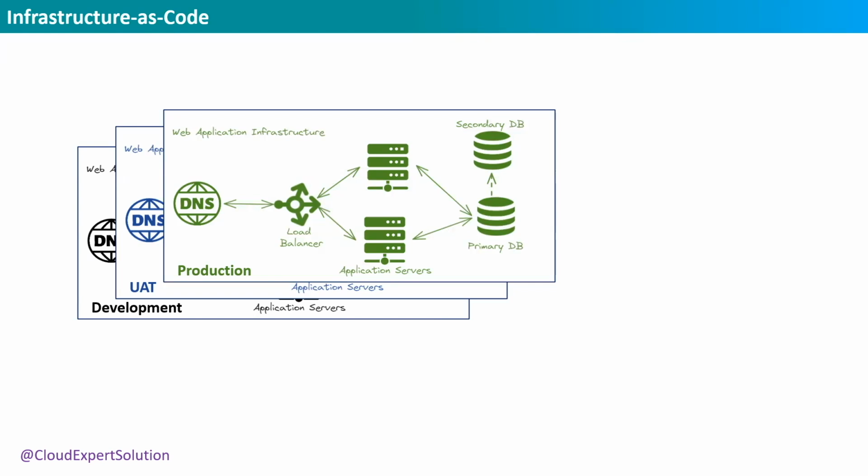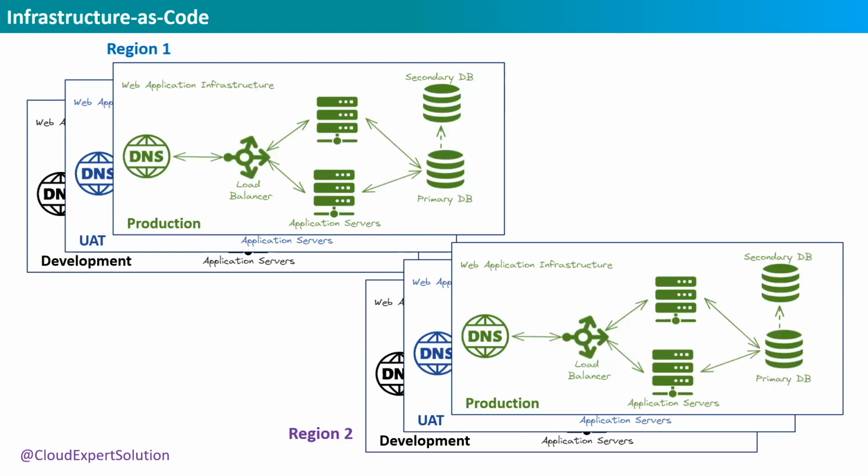Now, normally, you are maintaining more than one environment, one separate environment for development, one for UAT or non-production, and a separate one for production. Now, when you are creating all those regions, you are configuring the infrastructure manually. And how about if you are deploying or replicating this infrastructure to multiple regions? That is a very common use case in today's cloud computing world.